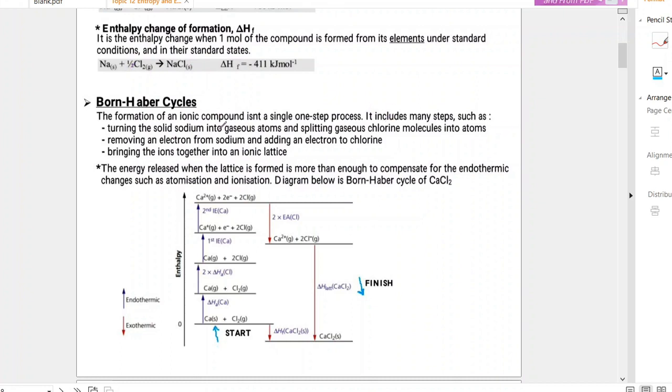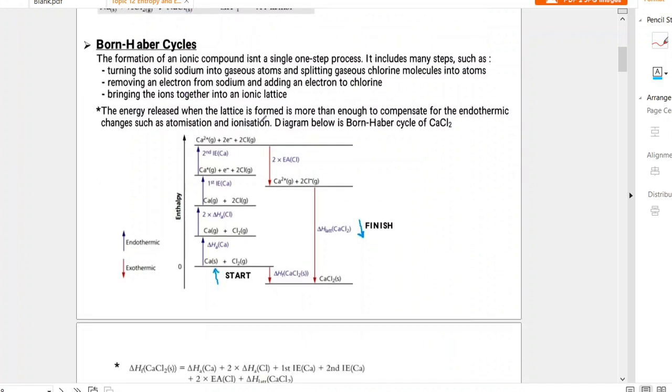It includes many steps, such as first we have to turn the sodium solid into gaseous atoms, gaseous chlorine molecules into gaseous chlorine atoms, removing an electron from sodium, ionization of sodium, electron affinity of chlorine, then bringing the oppositely charged ions together to form an ionic lattice. All of these to form this. So the energy released when the lattice is formed, the lattice energy, is more than enough to compensate for the endothermic changes such as atomization and ionization. Diagram below is Born-Haber cycle of calcium chloride.